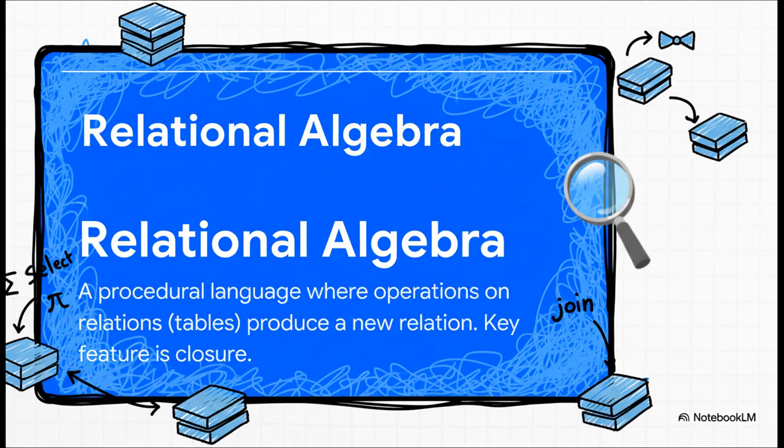So, what is it, really? Well, relational algebra is a formal language where every single operation takes a table, or what's formally called a relation, as its input, and it always spits out a brand new table as its output. And this is the magic part. The key feature here is something called closure. Because the output is always another table, you can just chain operations together. It's like Lego. The output of one piece becomes the input for the next. This lets you build these incredibly powerful, complex questions out of really simple, basic parts.